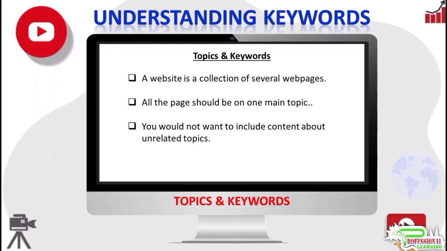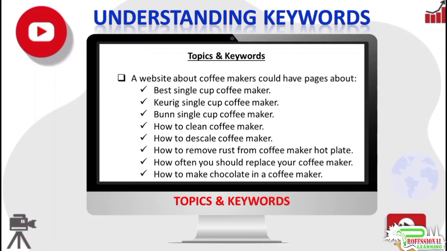If you are building a website about coffee makers, then it would have pages about these keywords, and each keyword should be related to the main topic. If our website is about coffee makers, then these are the examples. Each of these keyword phrases will have a dedicated page. These are all about coffee makers, which is the main topic of the website. You would not want to have articles not related to coffee makers on the website.